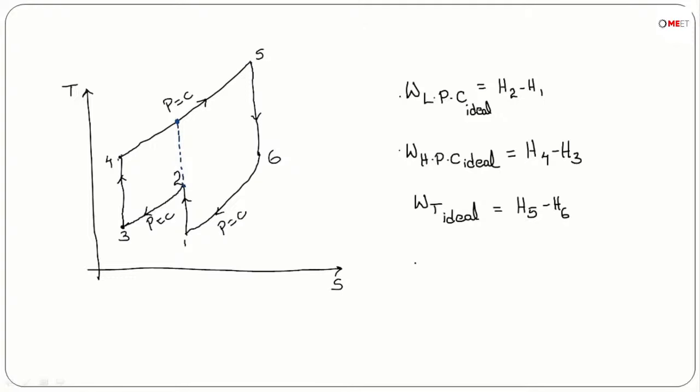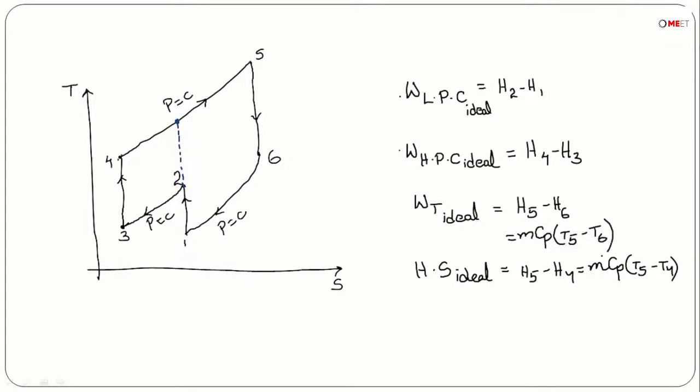So the heat supplied here will be H5 minus H4, or MCp (T5 minus T4). So this is MCp (T5 minus T6) here. You can write this as MCp (T4 minus T3), and this as MCp (T2 minus T1). So these are the work done and heat supplied.